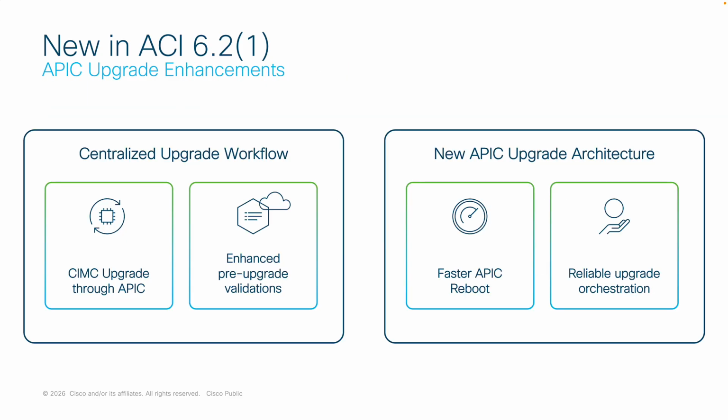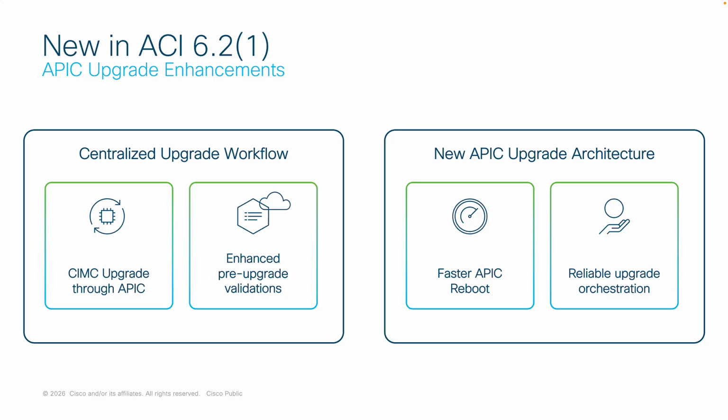There's a couple of categories here. First, let's talk about the centralized upgrade workflow. For the first time ever, we're able to do the CIMC upgrade directly from the APIC UI. If you remember in the past, you had to download the ISO, boot the whole server from it, go into the CIMC. It was a very manual process just to update those server level components. And then you would go and upgrade the APIC second. It was a very manual process, and so we've improved that workflow. I'm not going to show that in this video. I will likely show that in another video, but let's move forward.